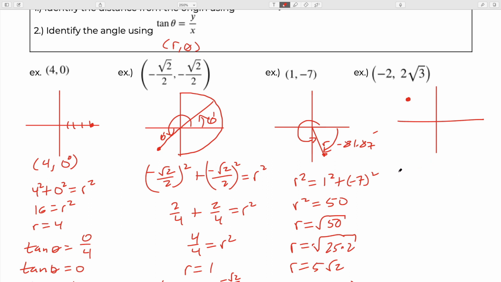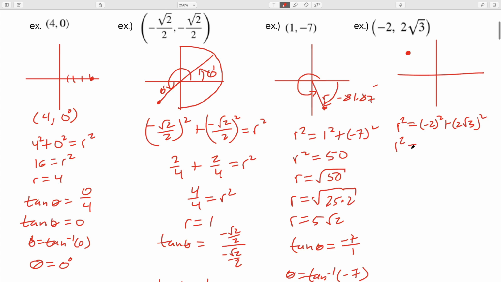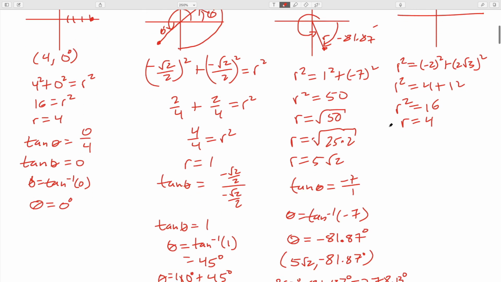So in this case, we have r squared equals a negative 2 squared plus a 2 square root of 3 squared. Okay, so r squared equals 4 plus, now let's do this. 2 times 2 is 4. Square root of 3 times square root of 3 is 3. So 4 times 3 is going to be 12. So r squared is going to equal 16. Well, that's good. R equals 4. I like that. Now let's go and see if we can figure out the angle.